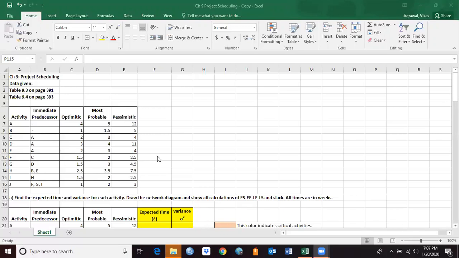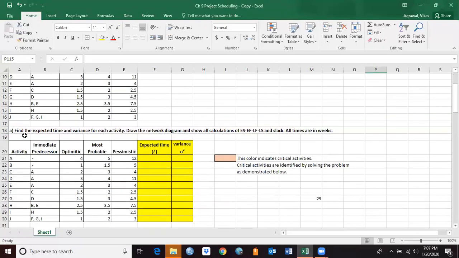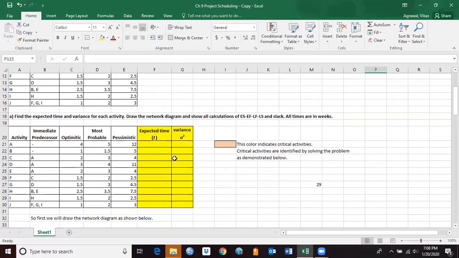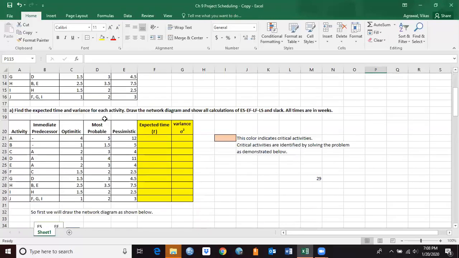So let's see the first question here. Find the expected time and variance for each activity. Draw the network diagram and show all the calculation using early start, early finish, late start, and slack. All times are in weeks. So we have been given the same data here. I just duplicated the data here.